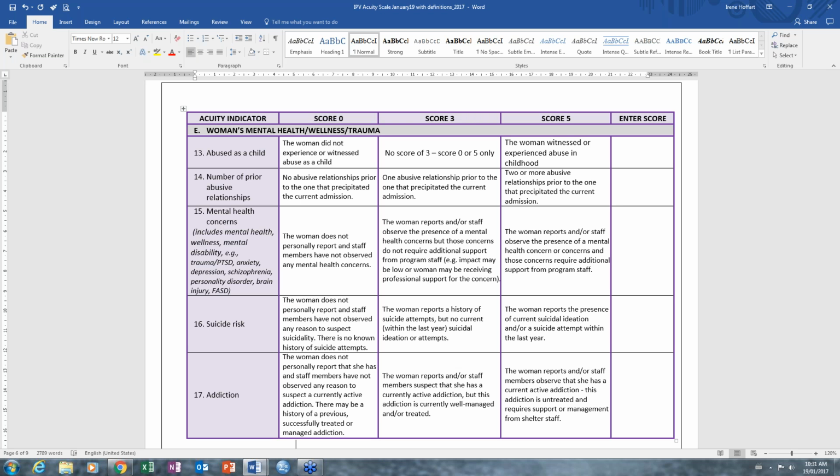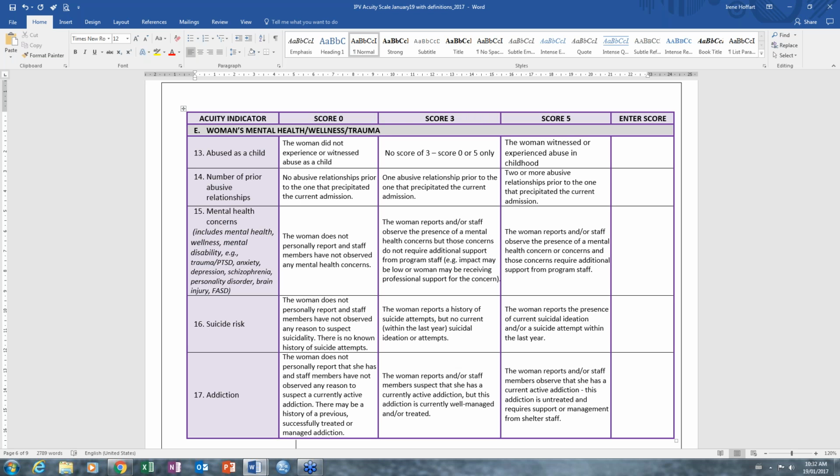A score of 3: a woman reports a history of suicide attempts, but there's no current suicide ideation, plans or attempts. What that means, current meaning within the last year, within the year before her coming to the shelter. And then a score of 5, the highest complexity, is if there is a presence of suicide ideation or some kind of an attempt within the last year. And that's a score of 5.